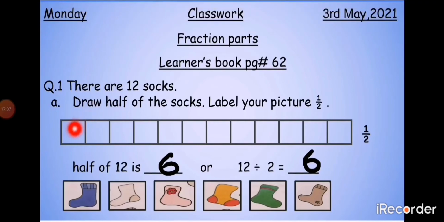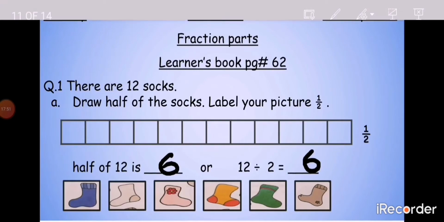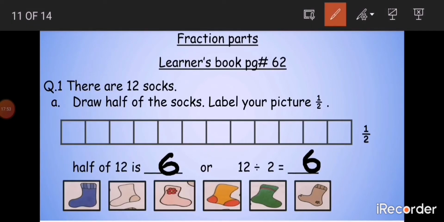Now, look at this strip. We have made 12 boxes here. It means how many we have to color? We have to color 6 squares here. First, I will make a mark here. After 6 squares, 1, 2, 3, 4, 5, 6. Here is 6. Let me mark 6 here.